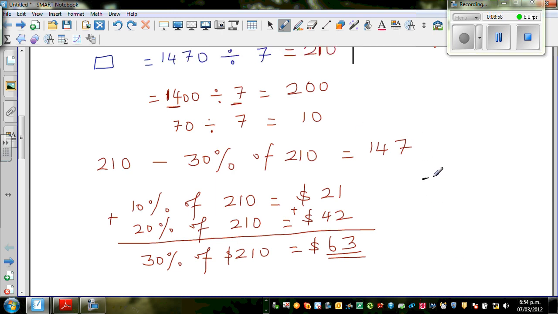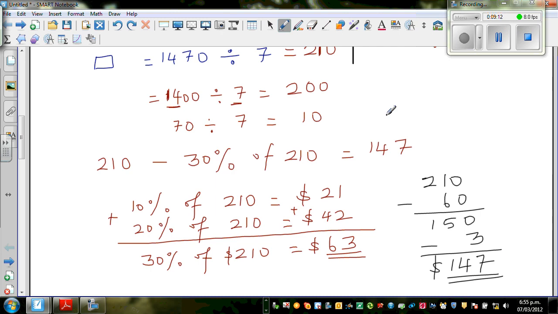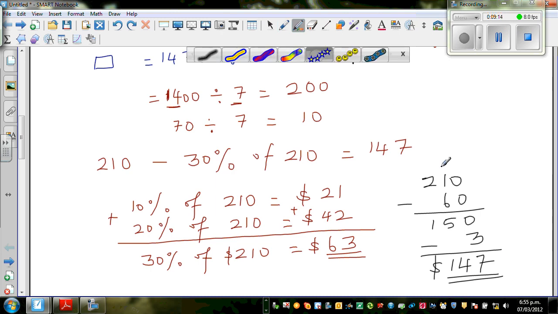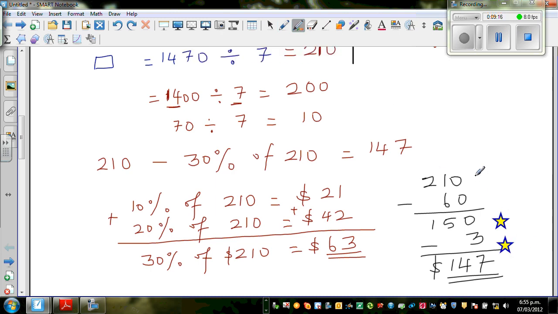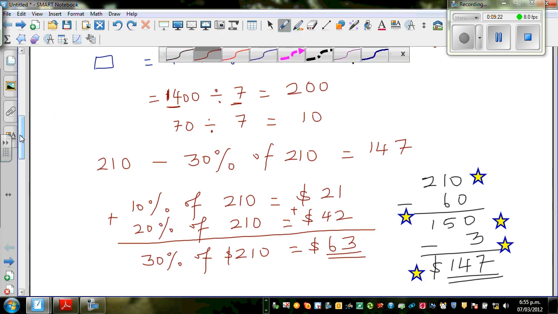So 210, take away 60. First I'll take away 60, which is 150. Then I'll take away 3, which is 147. Lo and behold, we have got the answer exactly right. And so we can give ourselves 5 stars. So you're a 5-star student if you can figure this out.